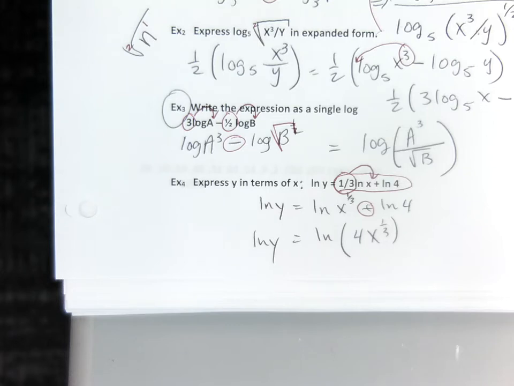And then finally, it's ln, and then we can just say y equals 4x to the 1/3, because we want it in terms of y in terms of x.